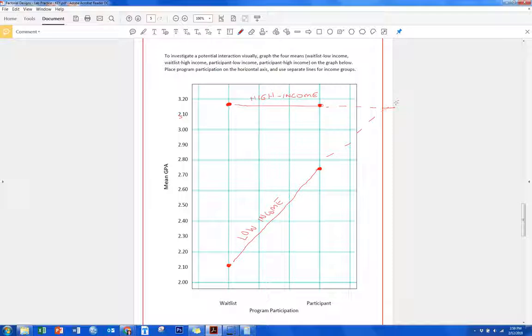Now they don't have to actually cross in the graph. Sometimes they will cross in the graph when you have an interaction. In this case, they don't actually cross, but they're certainly not parallel. So this visually suggests some kind of an interaction in play. The effect of the program participation depends on income level. With high income, there's no effect. With low income, there appears to be a huge effect. So this is what an interaction looks like. Okay, so this is a visual representation of an interaction.